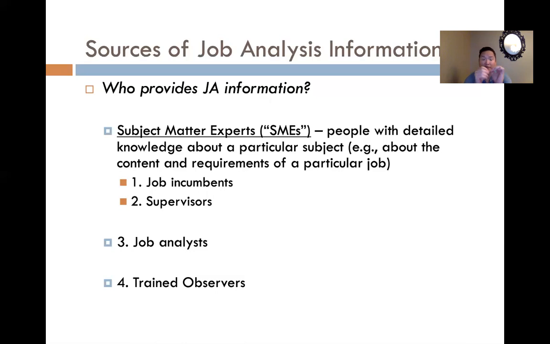Okay, so we've talked about what job analysis is, the purposes of it, and next we'll talk about sources of job analysis information. Who provides it? Well, subject matter experts often provide job analysis information. These are people that are incumbents that are currently doing the job, or supervisors of people doing the job, and ideally we get both.